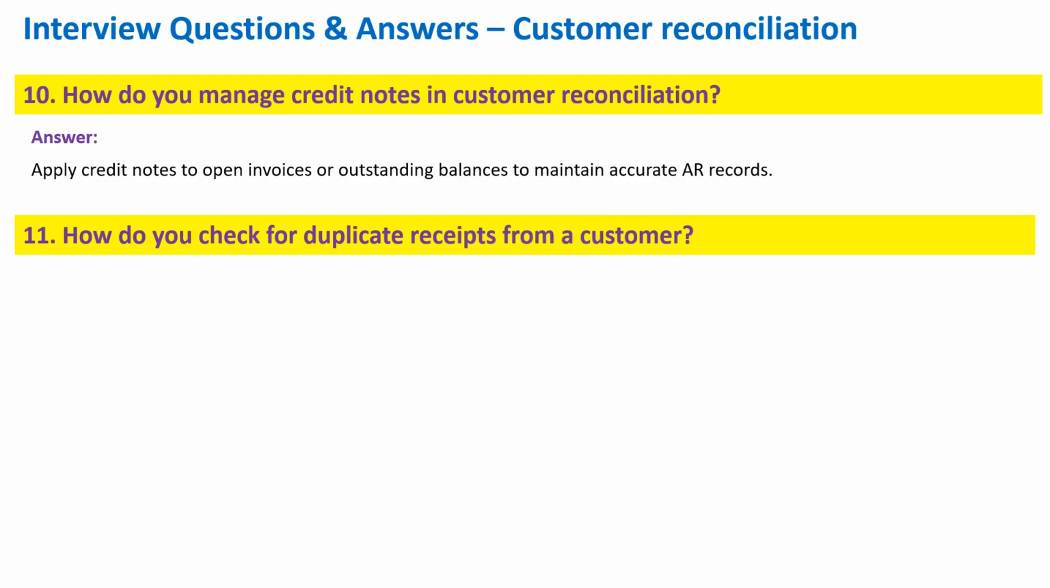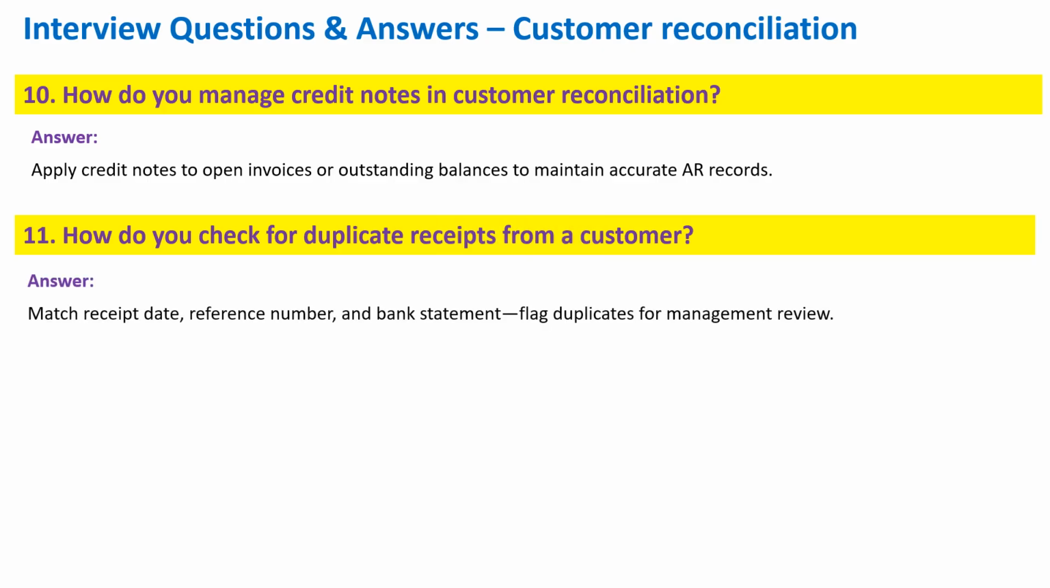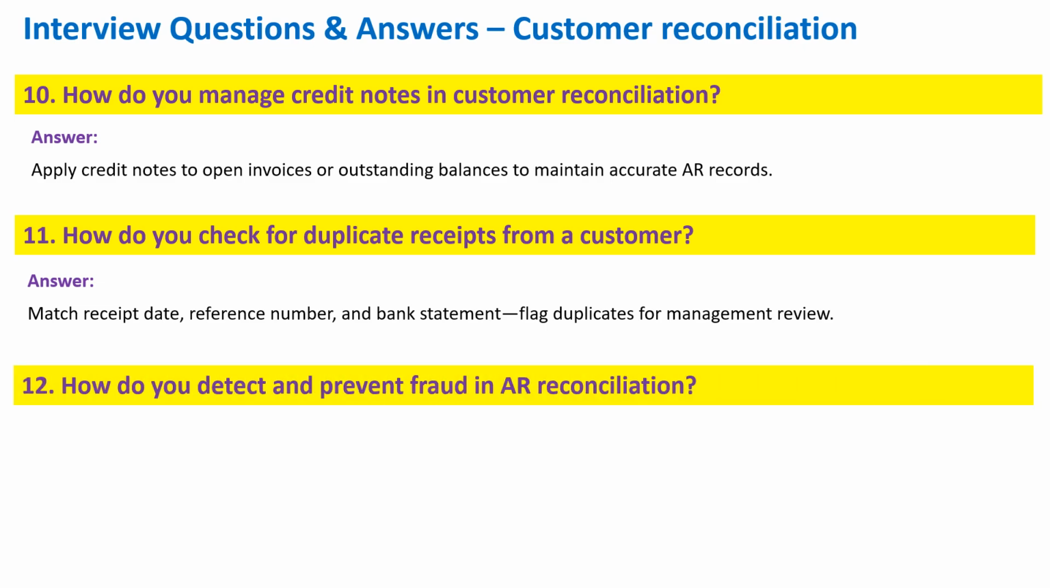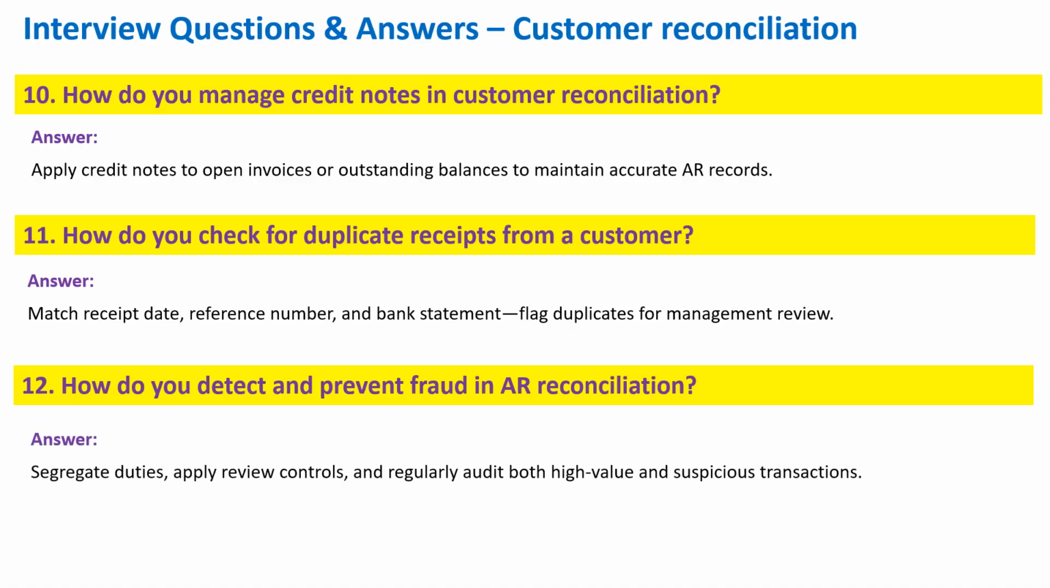Question number 11. How do you check for duplicate receipts from a customer? So match receipt date, reference number, and bank statement, and flag duplicates for management review. Question number 12. How do you detect and prevent fraud in AR reconciliation? So segregate duties, apply revenue review controls, and regularly audit both high value and suspicious transactions.